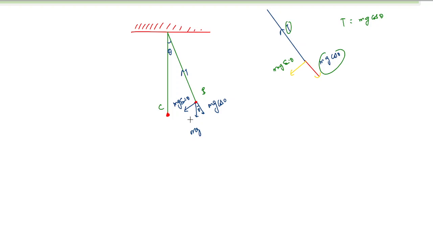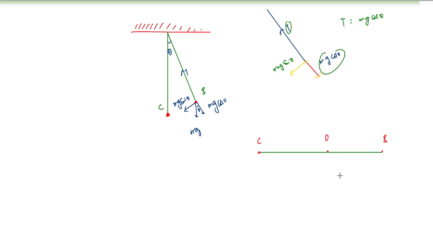But because of this force, the bob would gain some speed. We learned in case of simple harmonic motion that if we have two extreme points and then a mean point, let's call this point O, let's call this C, and this is B.